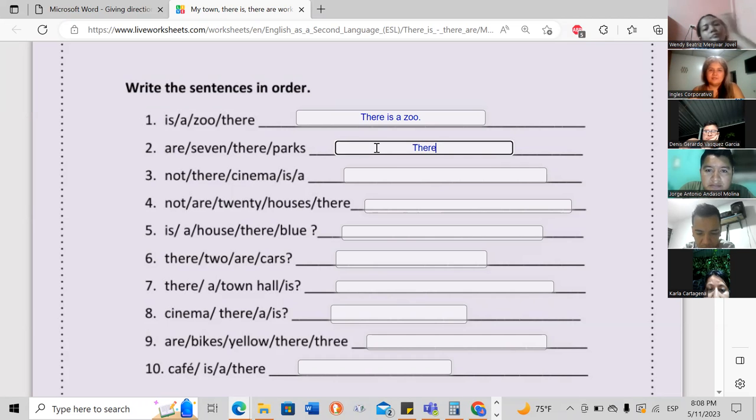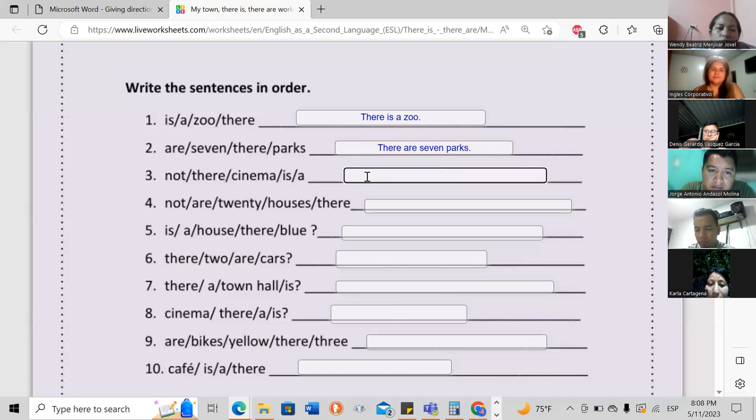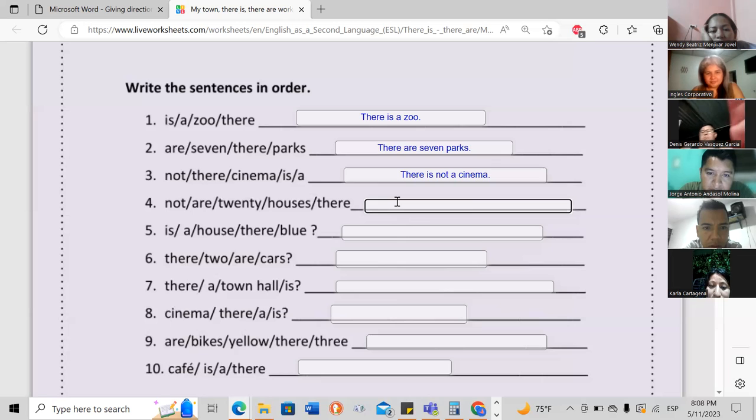There are seven parks. Number three. There is not a cinema. Number four. There are not 20 houses.